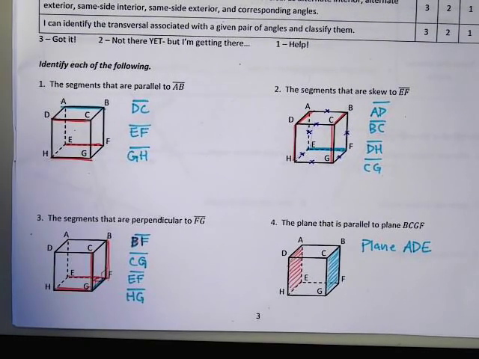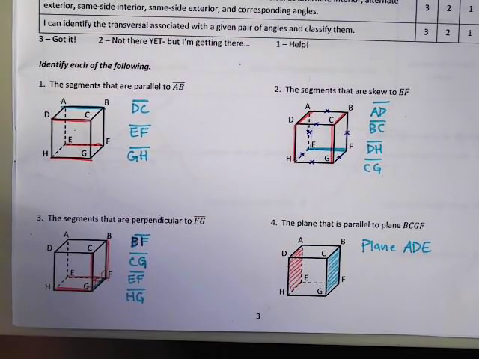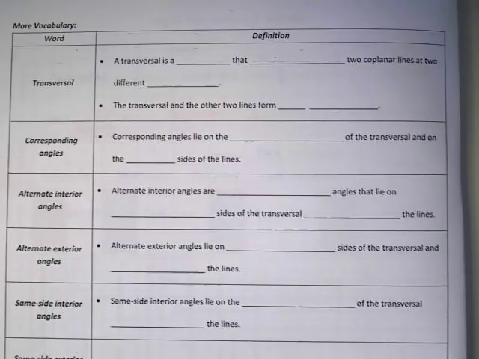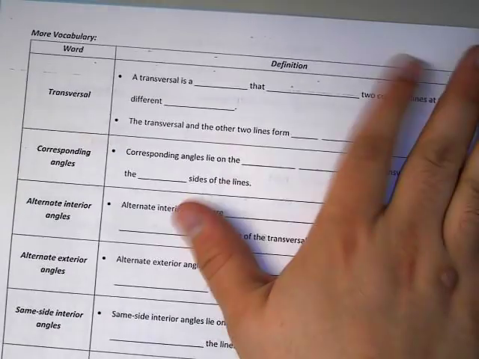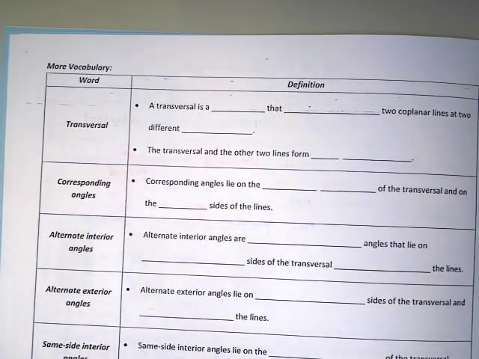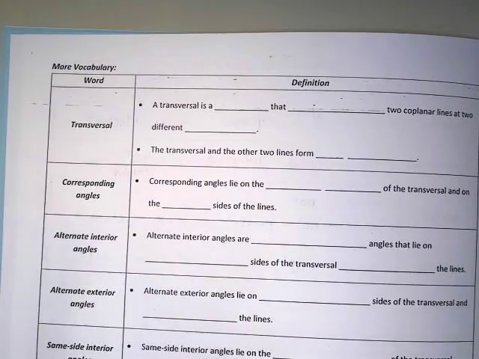Okay, so as we move on, we have some more vocabulary, unfortunately. I'm very sorry, guys. I'll try to get through this quickly so that we can get into the practice and not spend too much of your time. All right. Okay, so transversal.